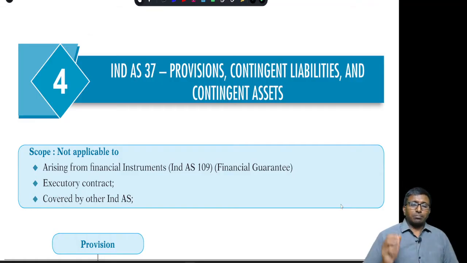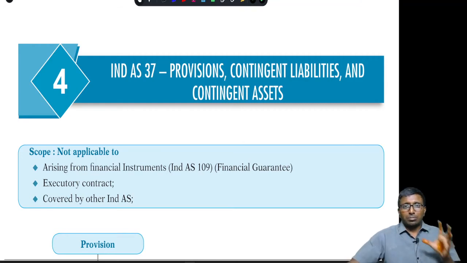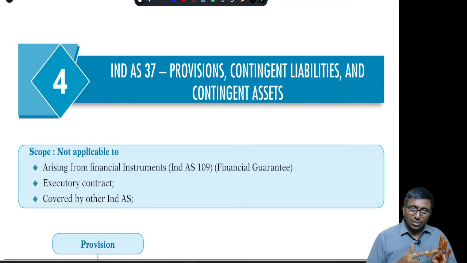These charts are from my quick revision fast track charts on financial reporting book, which is available in the market. Let's look at Ind AS 37, which is provisions, contingent liabilities and contingent assets. When you see the applicability, this is not applicable to the provisions which are already covered by other standards, and it is not applicable to financial guarantees or financial liabilities and executory contracts.